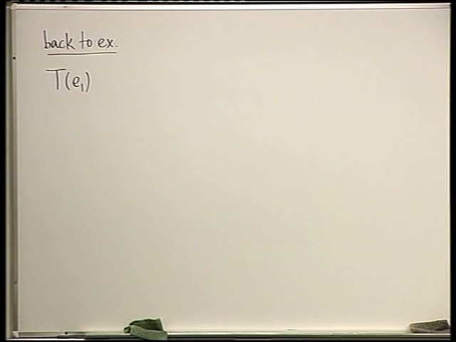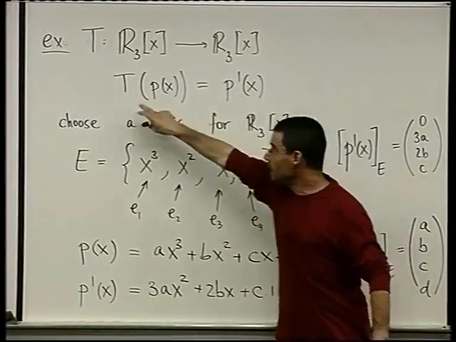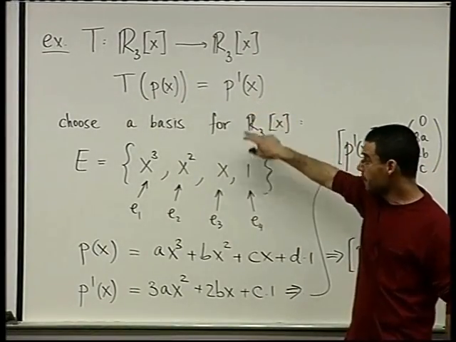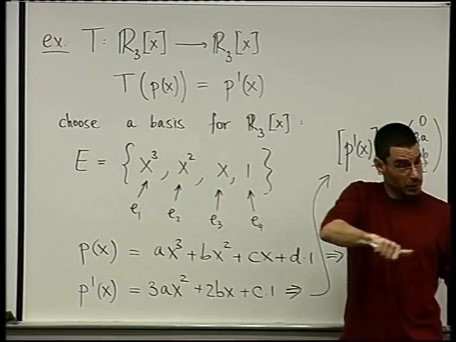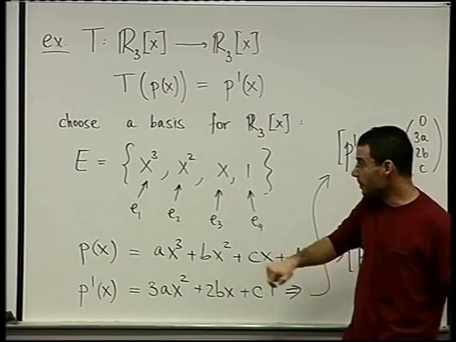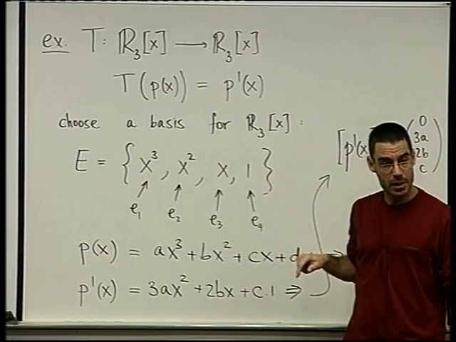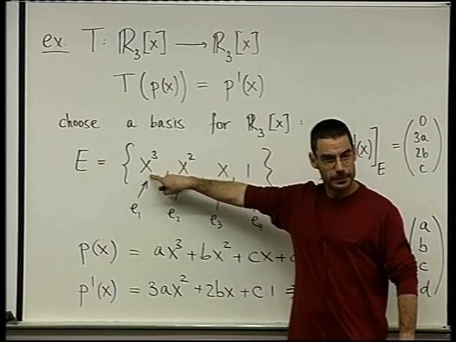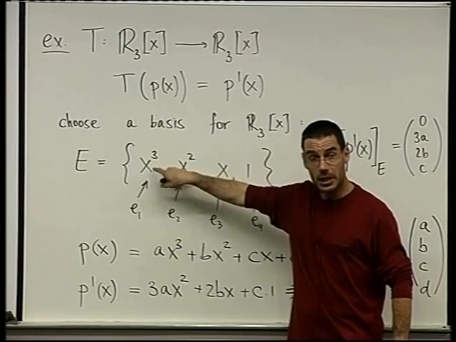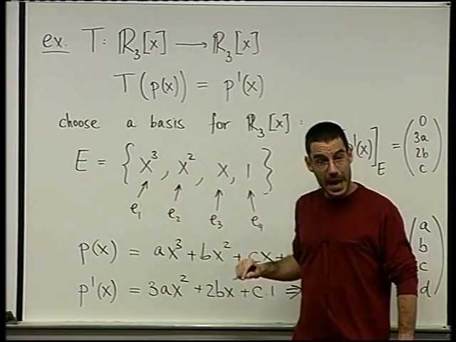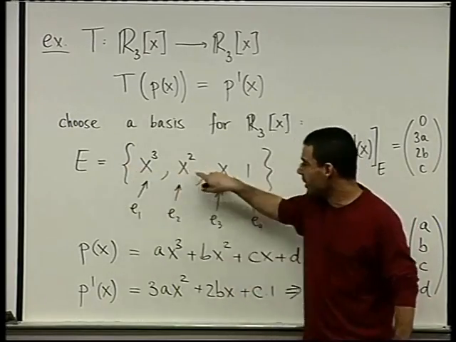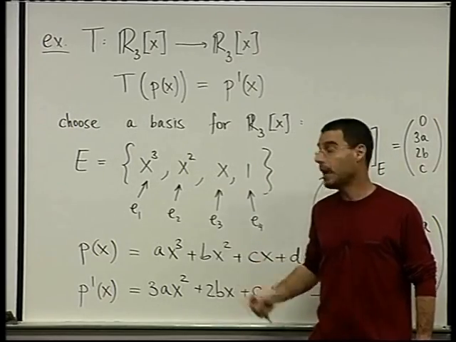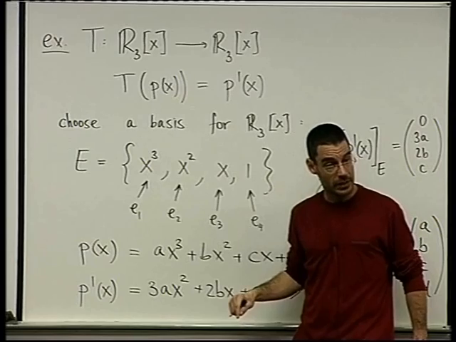We're on this board, please. Please look here. Thank you. So T of a polynomial is its derivative. Okay? So we chose a basis. This is the basis. Now, according to that procedure that we described, what we have to do is do T to each of the basis elements. So what is T of X cubed? That's E1. T of X cubed is 3x squared. Right? And we want to write that as a linear combination of these guys. Then we want to do T of X squared, which is 2x, and write that as a linear combination of these guys. Let's do that.